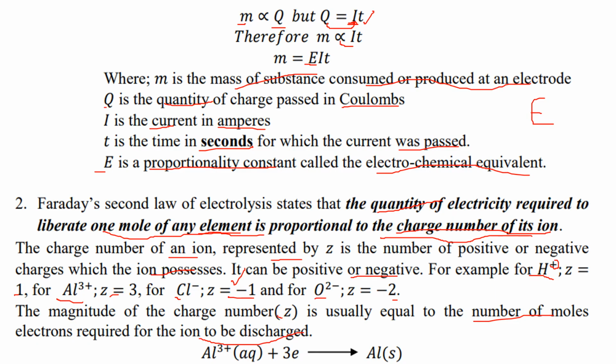For example, for us to discharge aluminium, we are going to need 3 electrons. That's what we mean. So if you're having positive 3 here, for the ion to be discharged, we are going to need 3 moles of electrons to discharge the cation of aluminium for us to get the aluminium on our cathode.